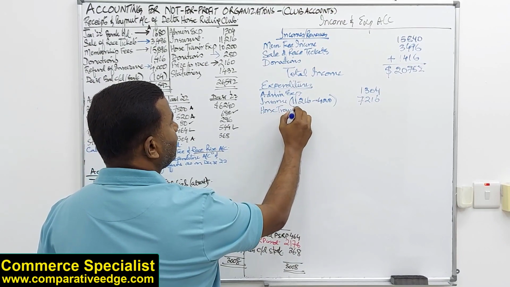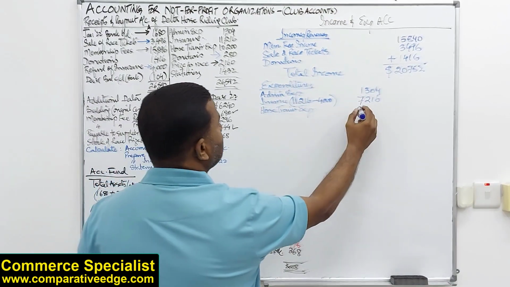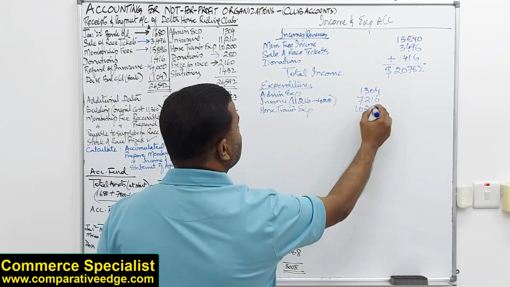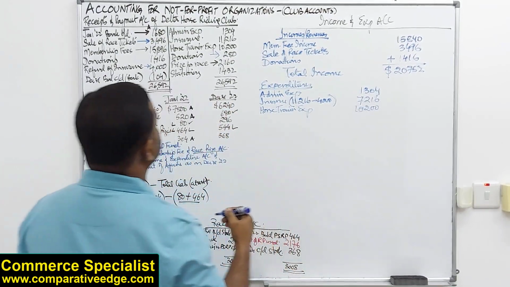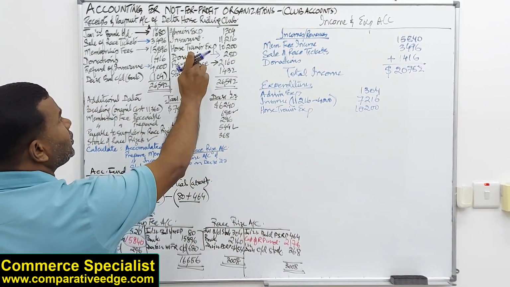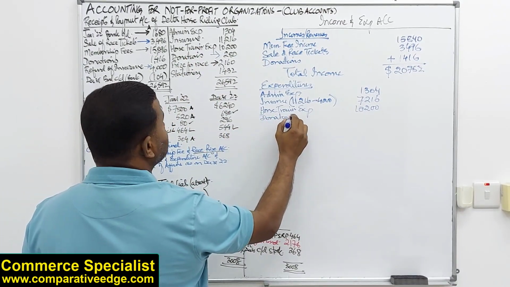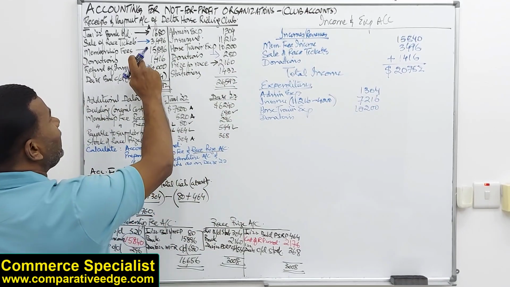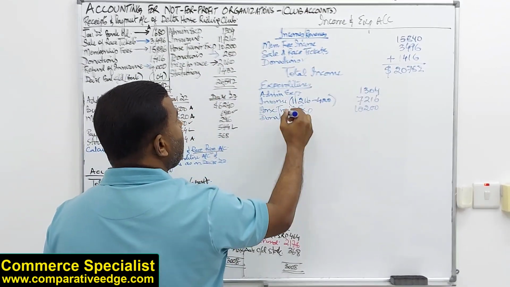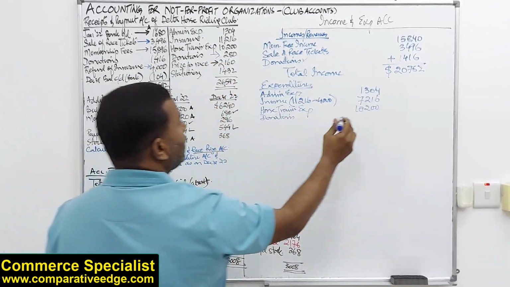Then we have horse trainer expense, 10,200. Obviously it's a club, so you will have horse trainers and you have to pay them. Donation I'm taking as an expense here. We are giving donations to other organizations, so it's an expense for us. If we receive, it's an income here. If we pay, it's an expense. So it's 280 here.